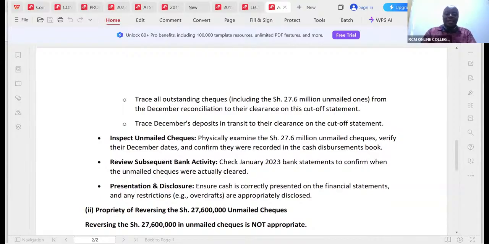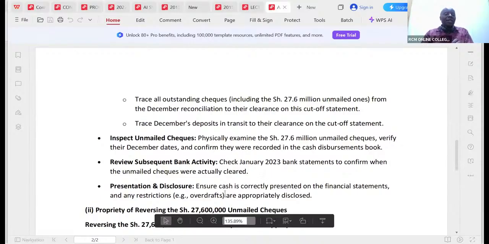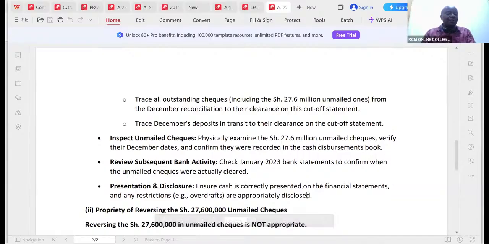Yes. So it is ACCA cover P. For example, the last P is for presentation and disclosures. I expect a good ninja to type for me all the others. Under presentation and disclosure, you can see a very good point here, ladies and gentlemen: ensure cash is correctly presented on the financial statements, and any restrictions, e.g. overdrafts, are appropriately disclosed.